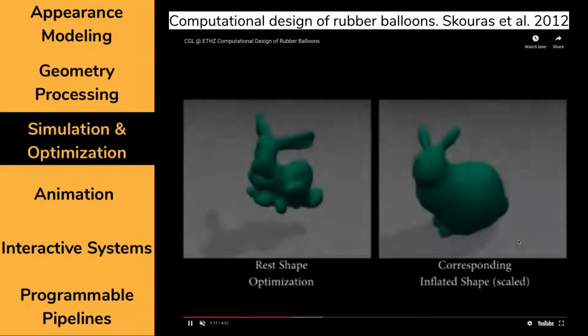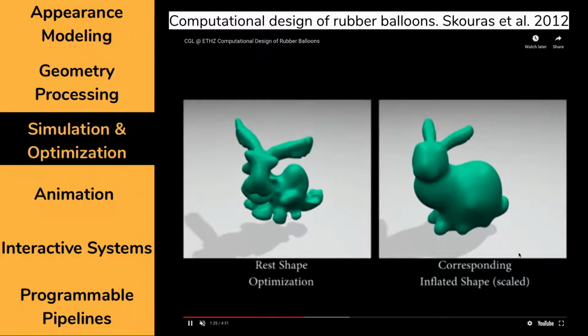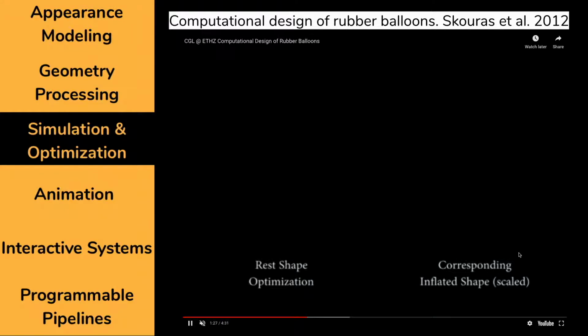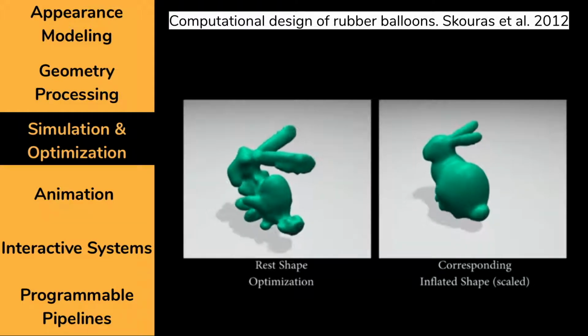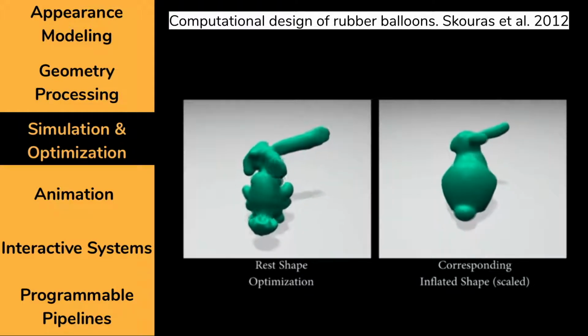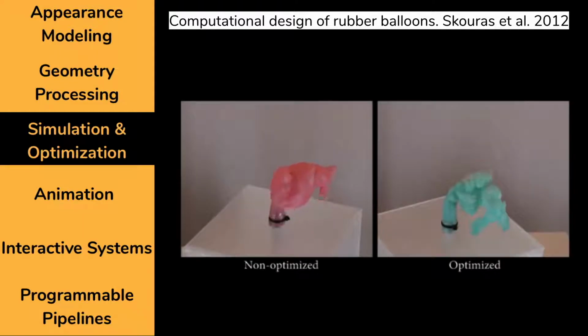This is some early work that I really like on computational generation of rubber balloons. And the nice thing over here is that instead of changing the fabrication technique for making these structures, the input model is optimized in a way that when it blows up, it turns into this balloon structure. And without this sort of design optimization, you'd get something weird as on the left.